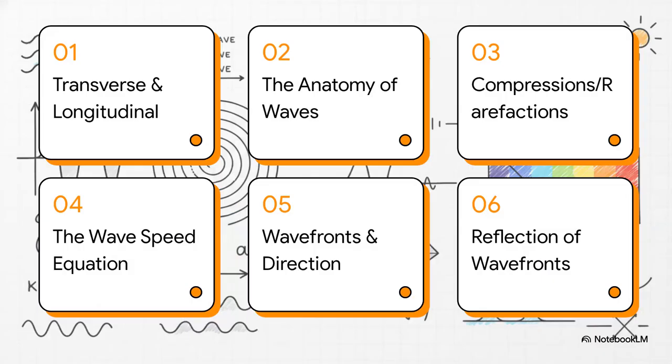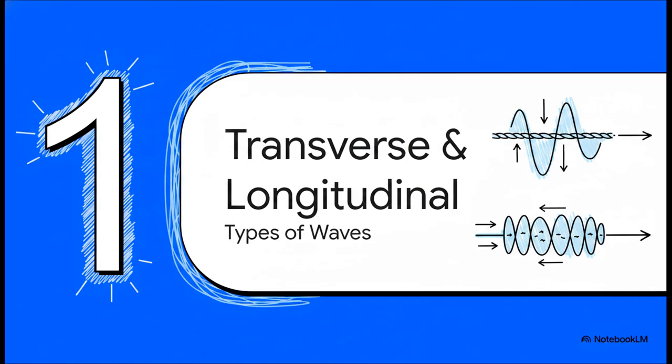Here is our quick game plan for the session. We'll start with transverse and longitudinal waves. Then, the anatomy of waves, followed by compressions and rarefactions. After that, we'll tackle the wave speed equation, wavefronts and direction, and finally, wrap it all up with the reflection of wavefronts. All right, Section 1, Transverse and Longitudinal Waves.